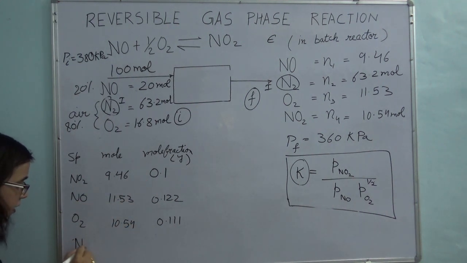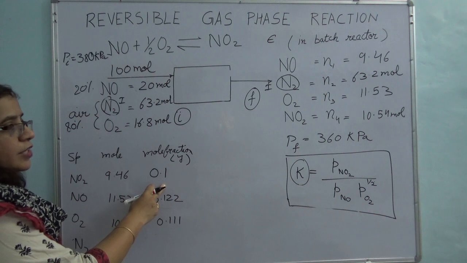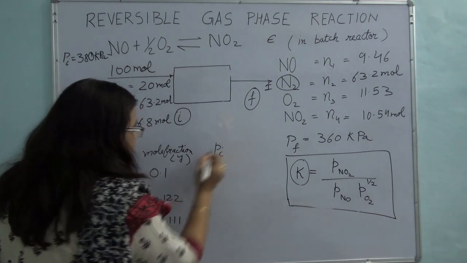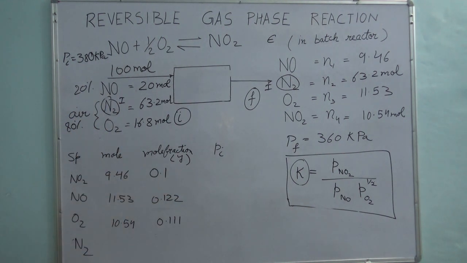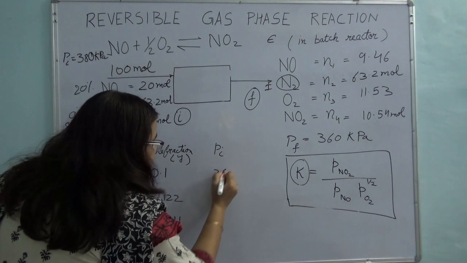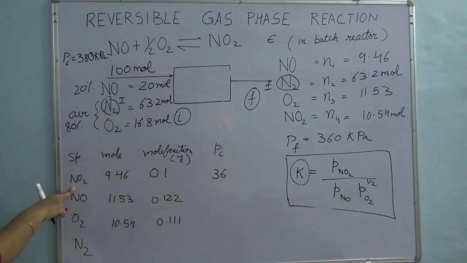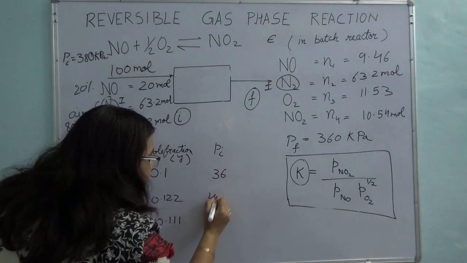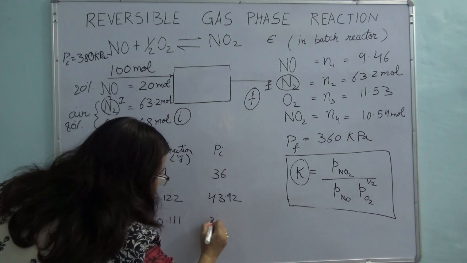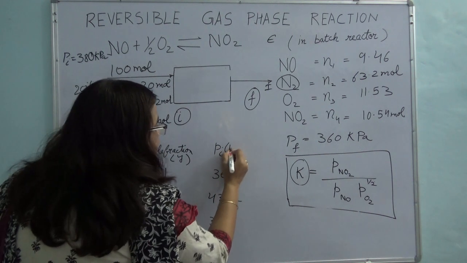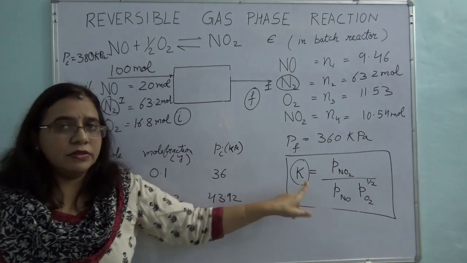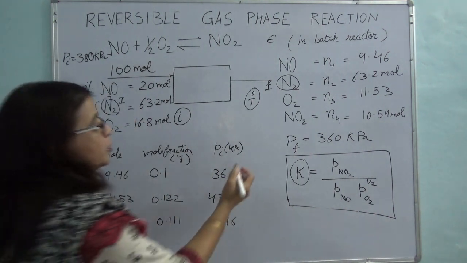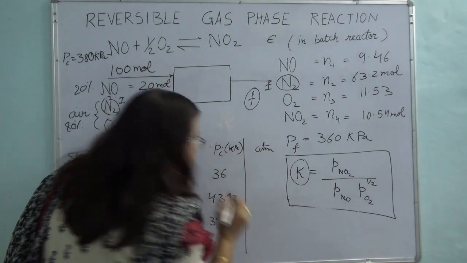One more component is there, but that is not required, so I am not going to do the calculation for that. Once I get the mole fraction, I know my partial pressures are Y times total pressure, that is 360 kilopascals. So 0.1 times 360 gives me 36 kilopascals, the partial pressure of NO2. Similarly, I calculate my partial pressures: 43.92 and 39.96. These are in kilopascals, but in the problem statement they asked you to calculate your K value in units of atmosphere, so I am going to convert these partial pressures into atmosphere.